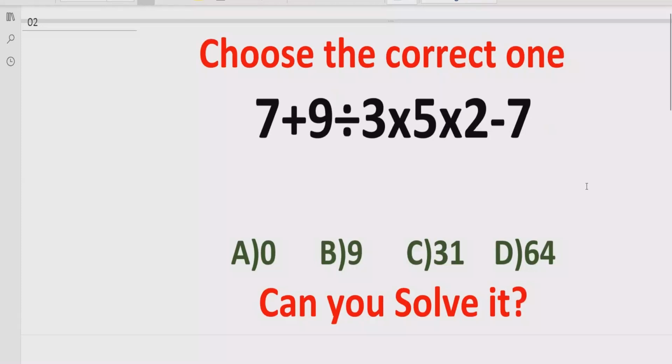Today we will solve another quiz which is related to arithmetic expression. The quiz contains the basic operations plus, minus, multiplication and division. So we have to solve this quiz using the PEMDAS and BODMAS method and find out the correct answer. In the answer list we have four answers. A is 0, B is 9, C is 31, D is 64. So let's see after solving it which answer is correct.